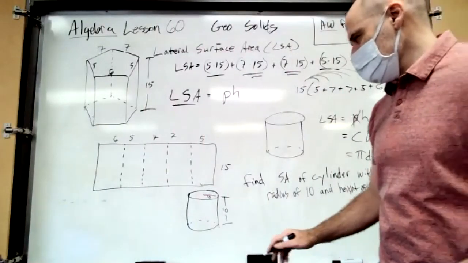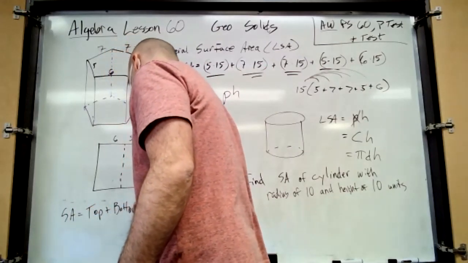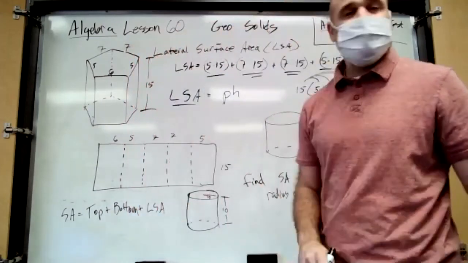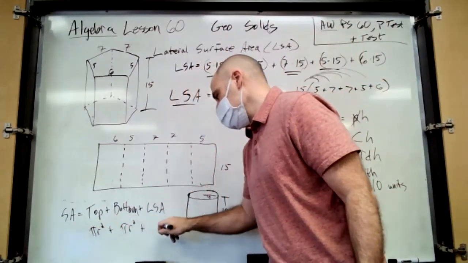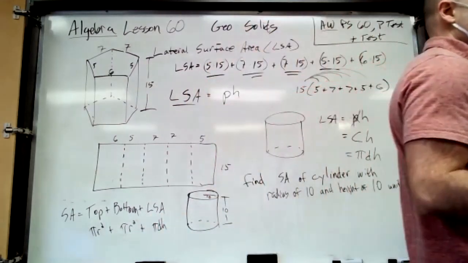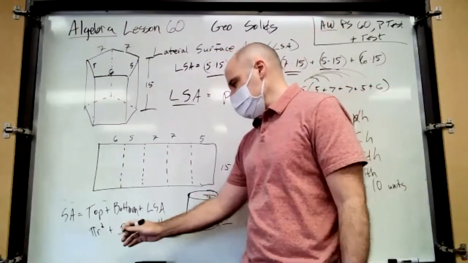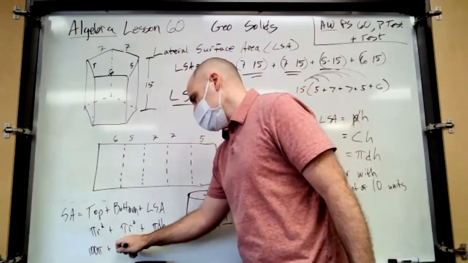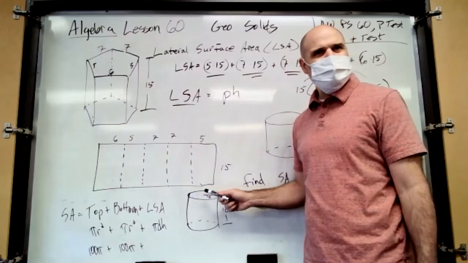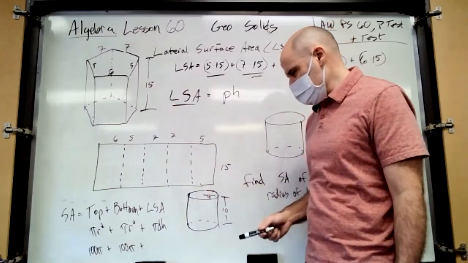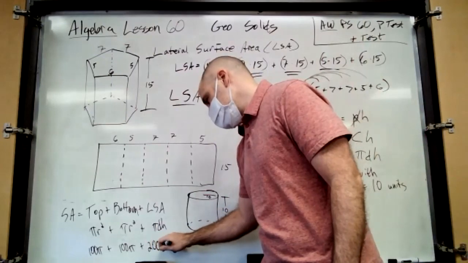Okay. So the surface area, remember, is the top plus the bottom plus LSA, right? And remember, the top is just a circle. So that's pi r squared. The bottom is the same circle, another pi r squared. And then remember the LSA is pi dh, because pi d is the circumference times h, which is 10. So the radius is 10, so this is 100 pi plus another 100 pi plus, okay, the diameter is 20, so pi times diameter times h. So that's basically pi times 200, so that's 200 pi. So altogether it's 400 pi.